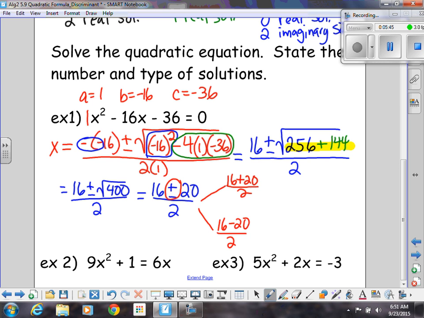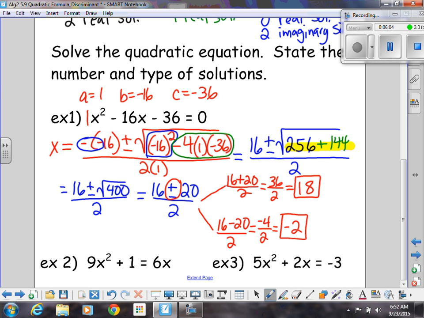So let's do the top one first. 16 plus 20 is 36, and then 36 divided by 2 is 18. So that's one of my answers. Now the bottom, 16 minus 20 is negative 4. Negative 4 divided by 2 is negative 2. So that's my other answer.